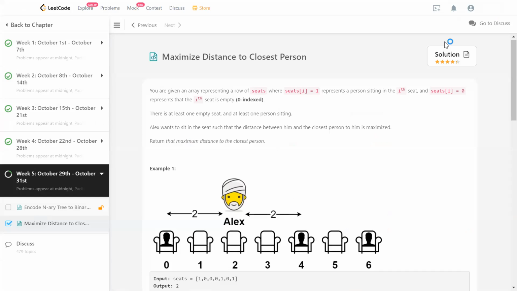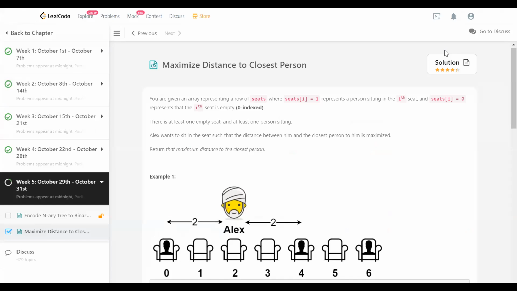So we have a row of seats, and in that some people are sitting, and in some seats no one is sitting. And we would like to see where this person Alex can sit, so that he maximizes the distance to the closest person, right? The seating arrangements are in terms of zeros and ones. Zero indicates there is no person sitting there, and one indicates there is a person sitting there, right?